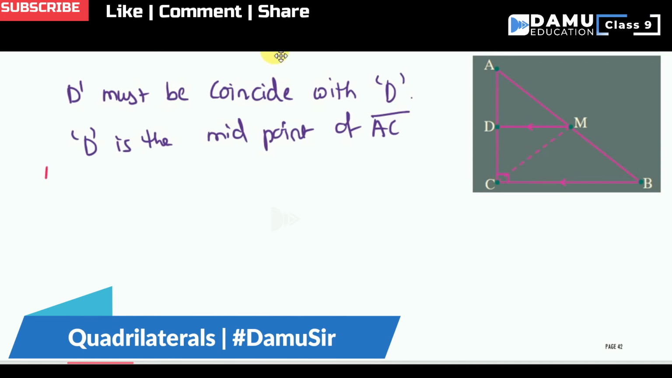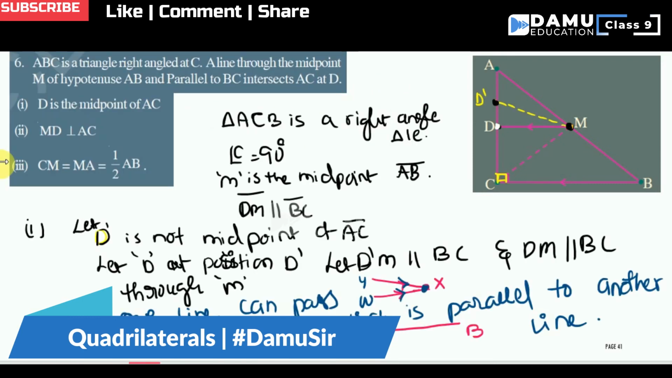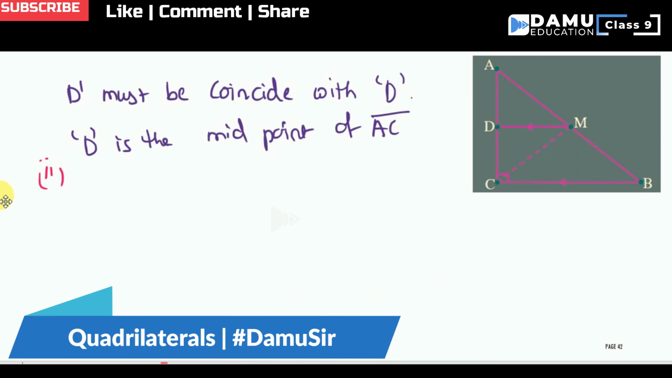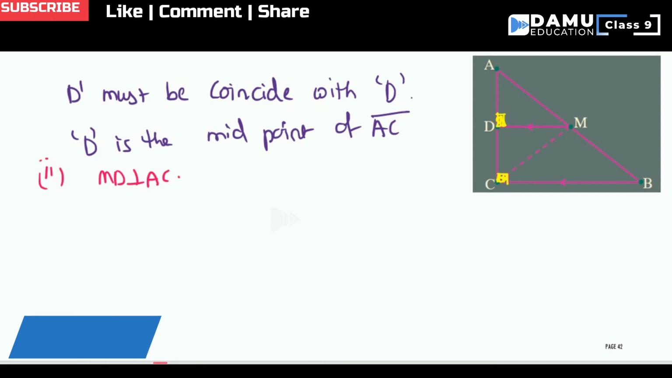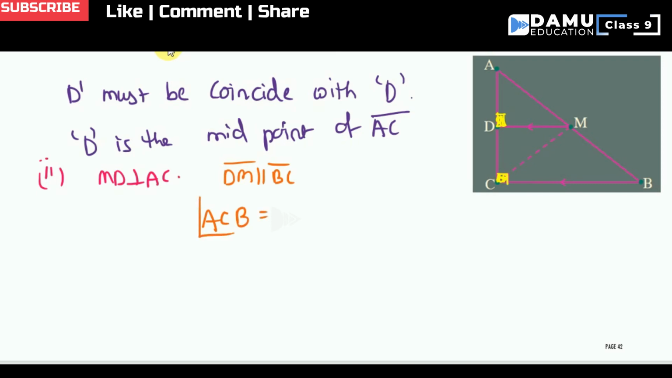Let's take the second one. MD is perpendicular to AC. We have to show that. Here this is angle C, and this is angle D. DM is parallel to BC, as in the earlier condition. Angle ACB is equal to 90 degrees.